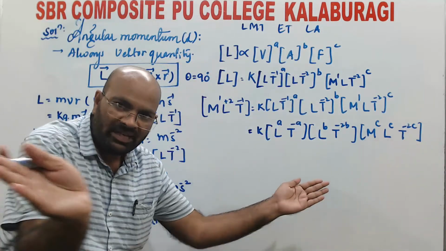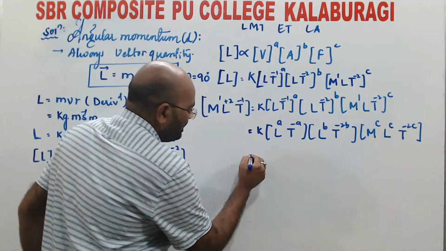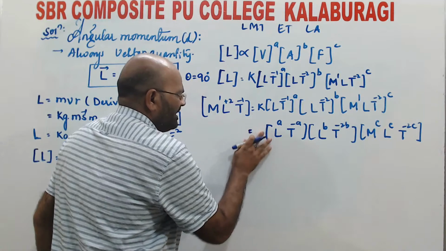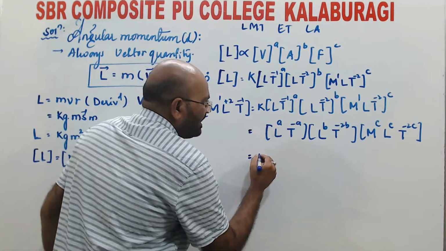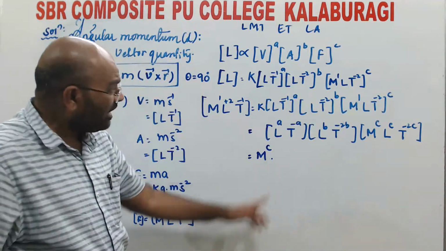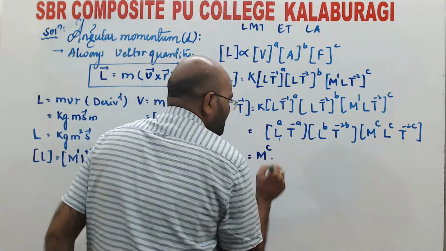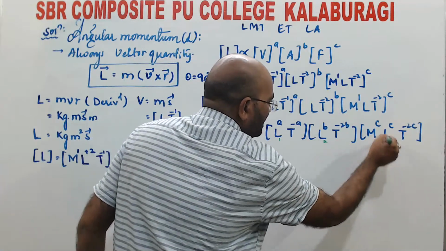Then similar terms, make them one side. How many masses do we find? Only one mass. So this constant will have to be eliminated; no need to write it over there. Therefore, M to the power c. Then how many L's are there? See how many L's we have over here. This is the first L, second L, and this is the third L.